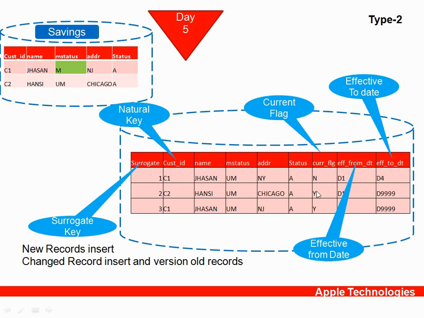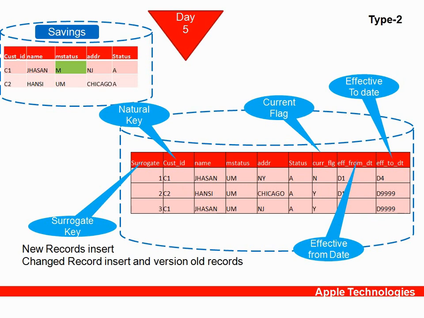Once you have this table, if somebody asks, please give me the latest address of all the customers, go to this table and run select star from table where current flag equals Y. It will only give the latest records. If somebody asks what the address of a customer was on day 3, or whether the customer was married or not, I can still get it. Select star from this table where day 3 is between effective from date and effective to date.